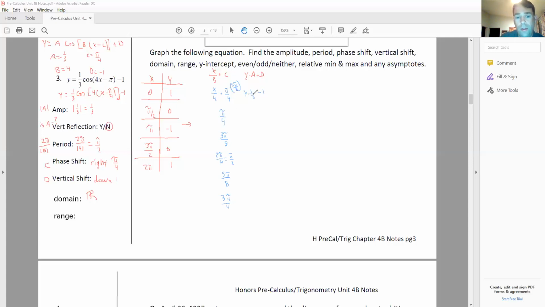Now we do our y. So 1 times 1/3 is 1/3 minus 1 is negative 2/3. 0 times 1/3 is 0 minus 1 is negative 1. Negative 1 times 1/3 is negative 1/3 minus 1 is negative 4/3. And then negative 1 and negative 2/3. Let's see, that's not quite what I wanted. Make that work though for a second. There we are. All right, so we get our points.